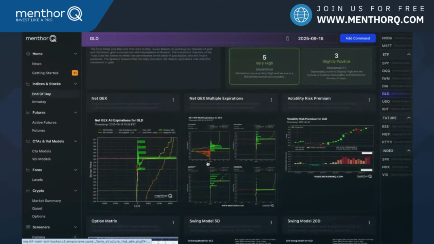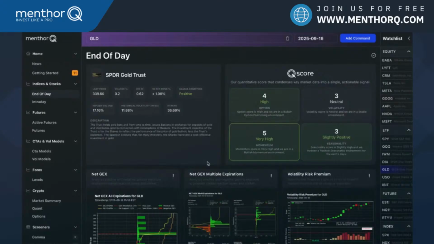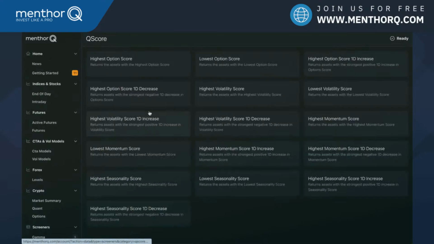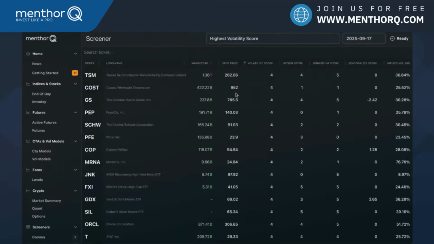All right, so this is really using a bottom-up approach. So I start from an asset and I do the analysis. But with our screeners, we can also use a top-down approach. So we can actually use our screeners to potentially find trade ideas for option plays. So you can go on our Q score screeners, and you could go on, for example, our highest volatility score here, so you can see which of the assets have the highest volatility score. So here we have Costco, Goldman Sachs, ConocoPhillips, Pfizer, etc. They have an option score, a volatility score of 4.